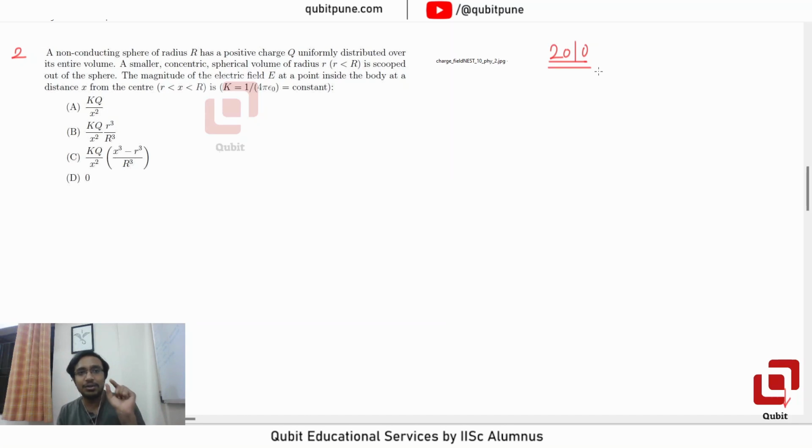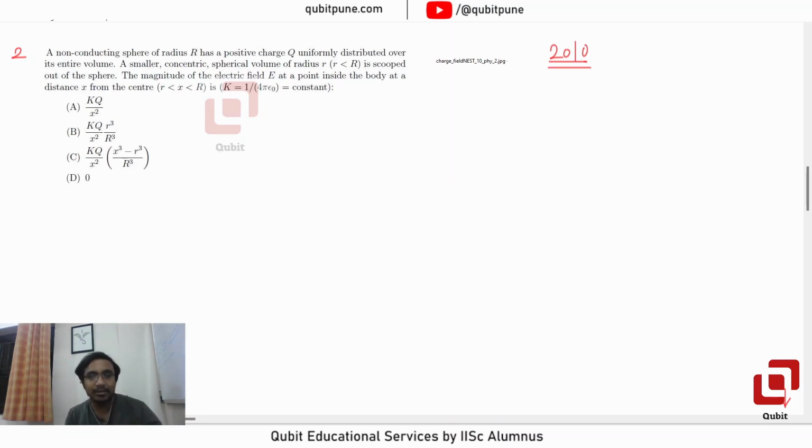A smaller concentric spherical volume of radius r less than capital R is scooped out of the sphere. The magnitude of the electric field E at a point inside the body at a distance x from the center, r less than x less than R, is, k is 1 upon 4 pi epsilon naught constant. Option A: kQ by x squared. Option B: kQ by x squared into r cube upon R cube. Option C: kQ upon x squared into x cube minus r cubed upon R cubed. Option D.